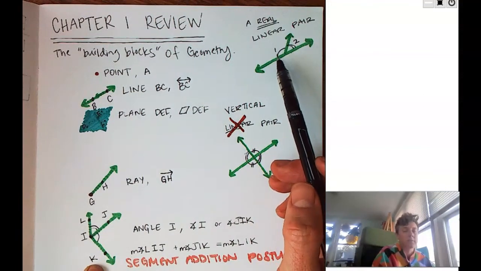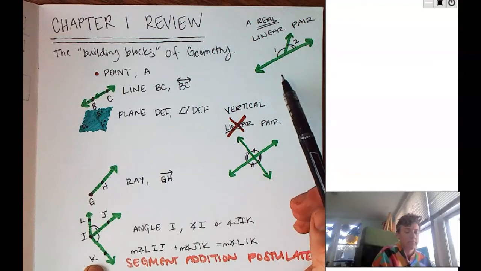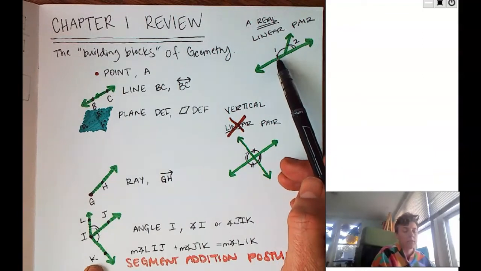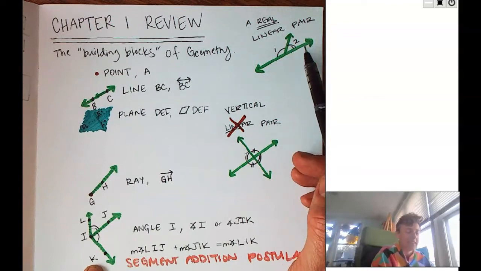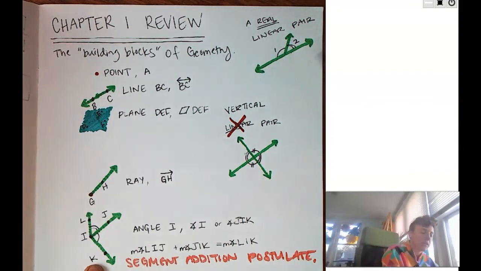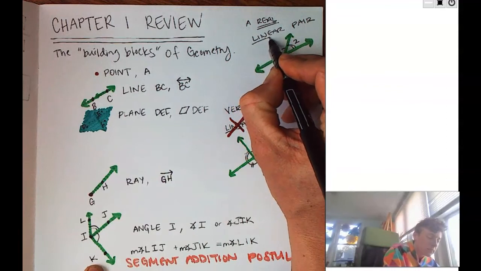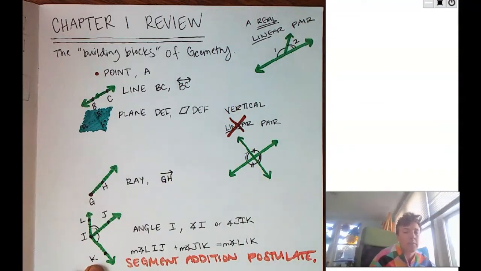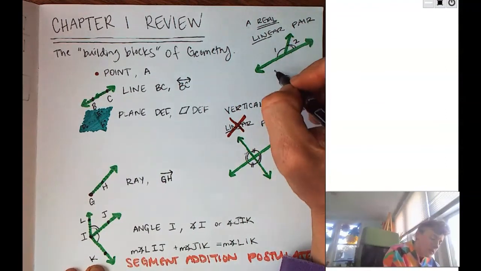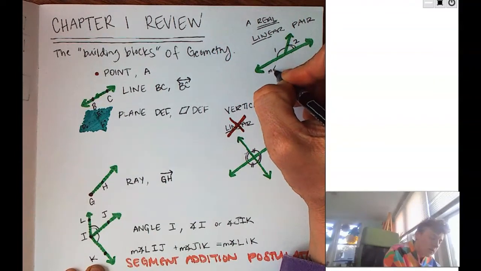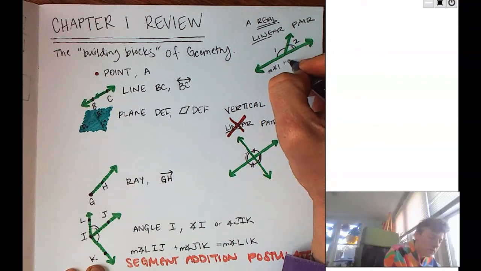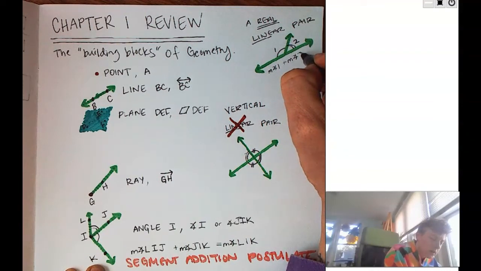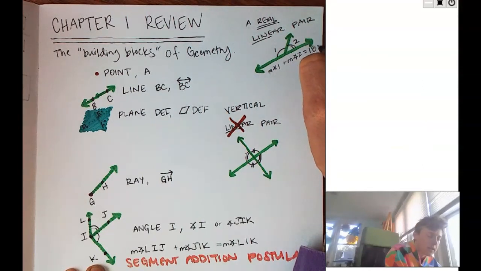Here's a real linear pair. Two angles that are right next to each other that together make a straight line. That's a real linear pair. Angle 1 and angle 2 together make a straight line. And we know straight lines have 180 degrees.